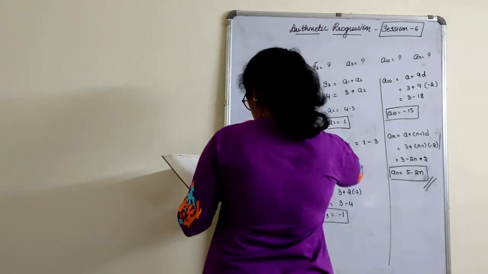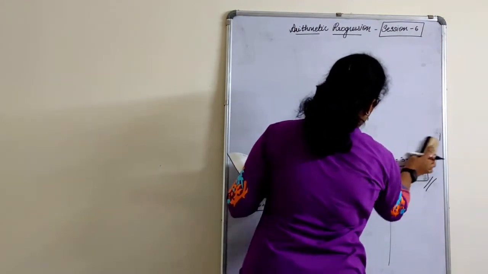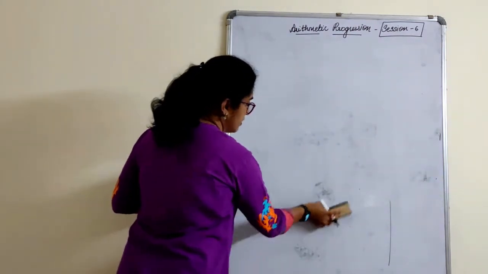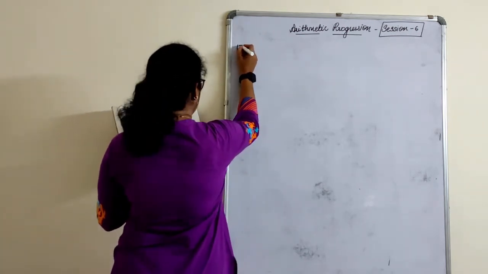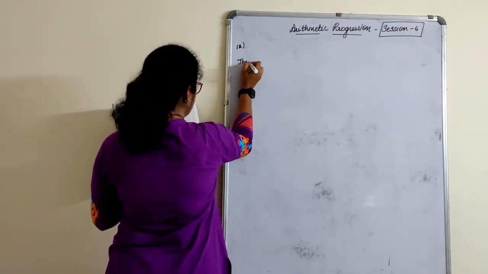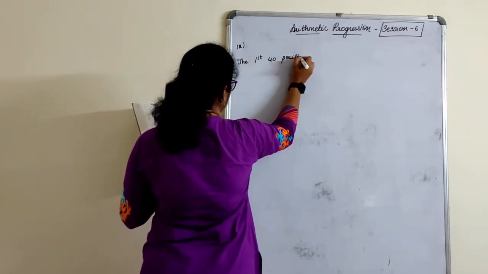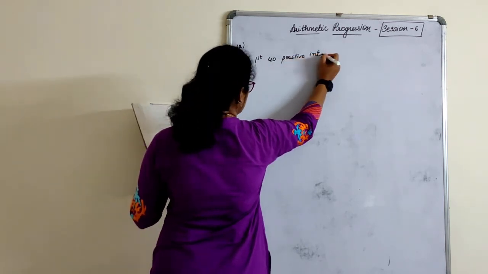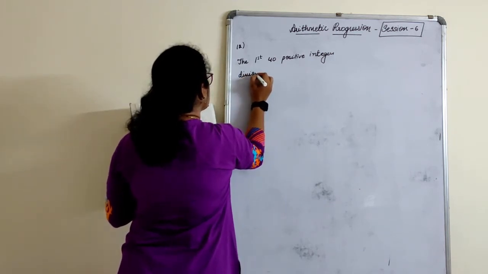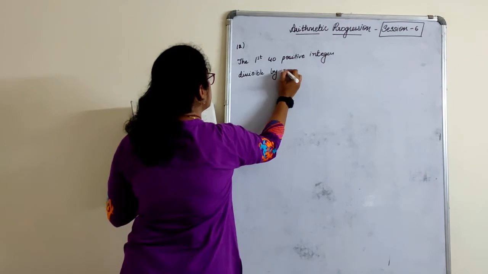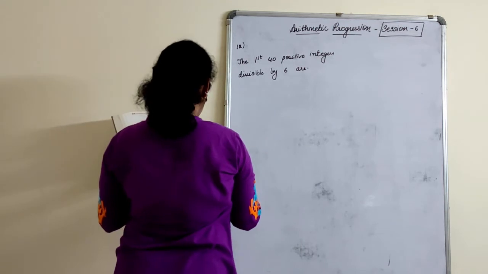Find the sum of first 40 positive integers divisible by 6. So they have already given how many positive integers, and divisible by 6 it is given. The first 40 positive integers divisible by 6 are, so we have to start this from 6 only actually.